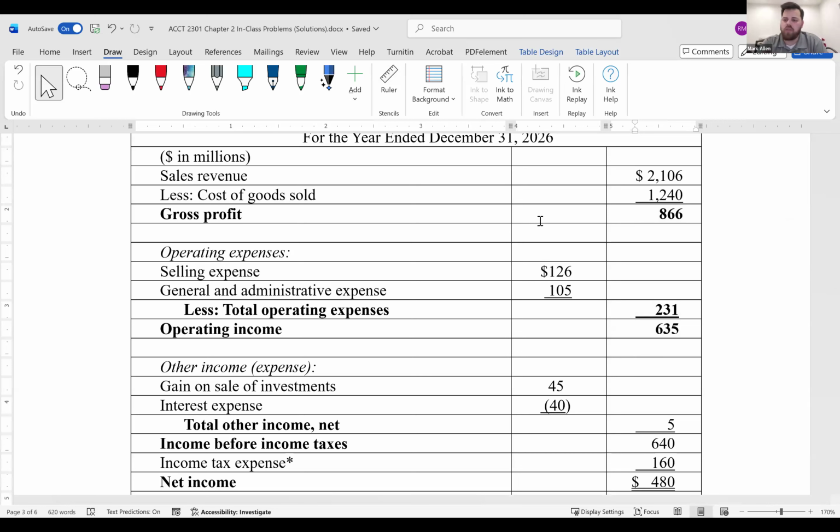I sold a building for more than it was worth. I bought a car, or I did something else and I got a bad deal, etc. Gains and losses will largely flow in here, as well as things like interest expense. So let's see what we've got. We did indeed have a gain on sale of investments. So we bought an investment at some price and we sold it later at a higher price. That's referred to as a gain, specifically a capital gain of $45.